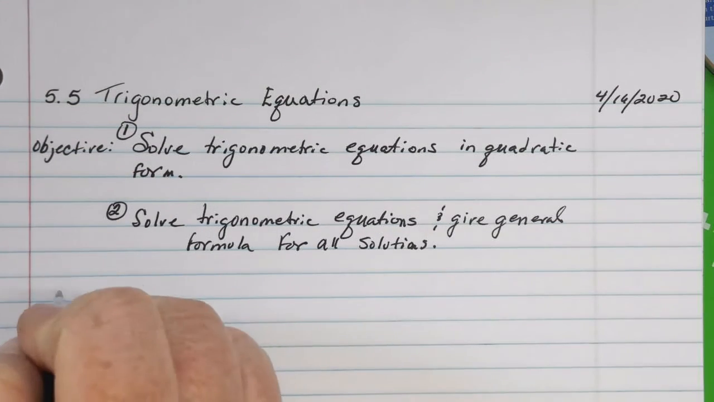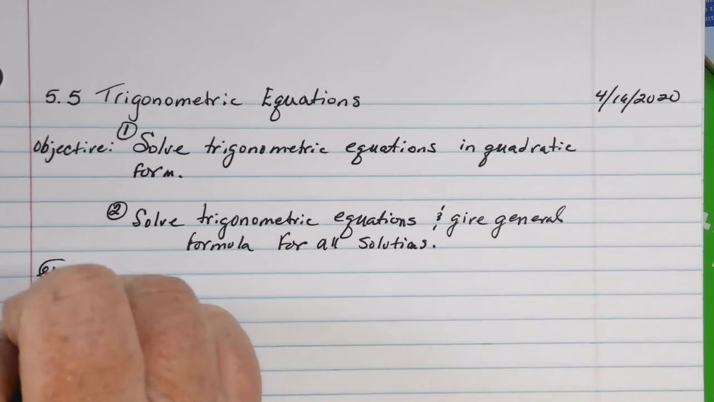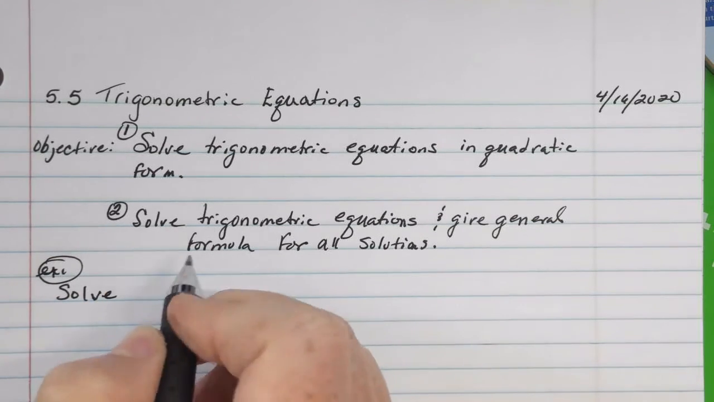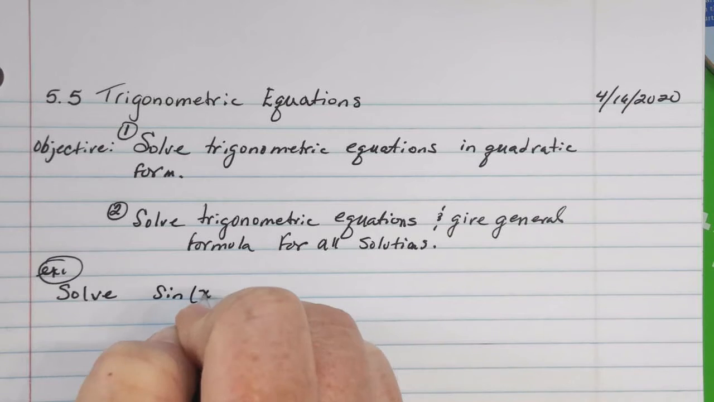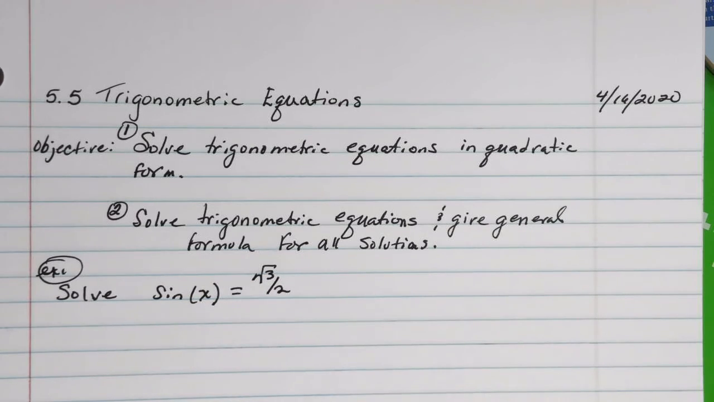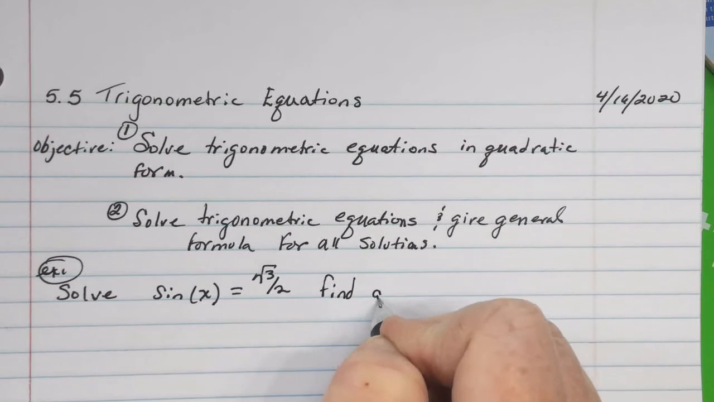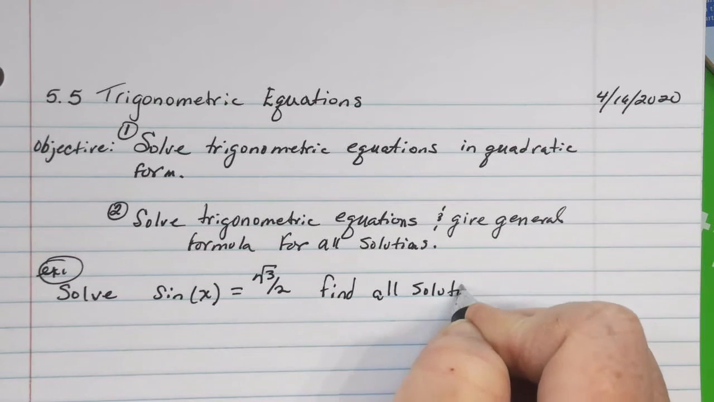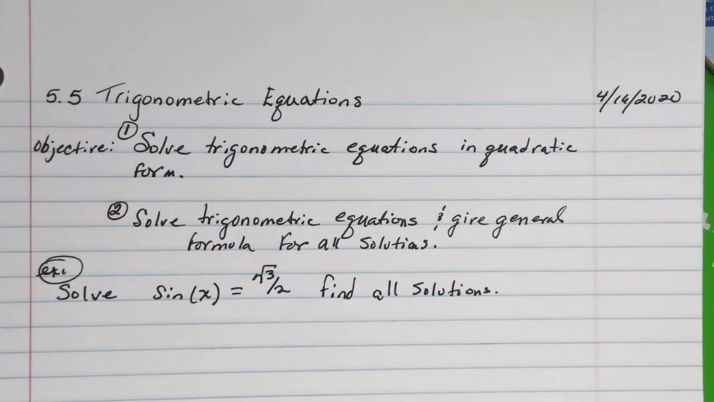We want to solve sine of x equals square root of 3 over 2, and we want to find all solutions, and probably that's the part that students are having trouble with, finding all the solutions. So let's think about it as what it's really asking you is, for what angles is the sine going to equal square root of 3 over 2?